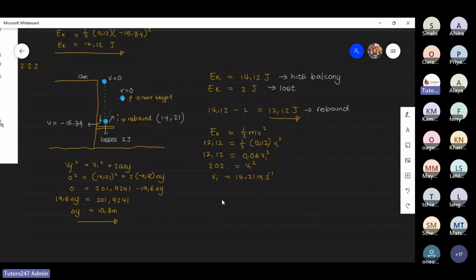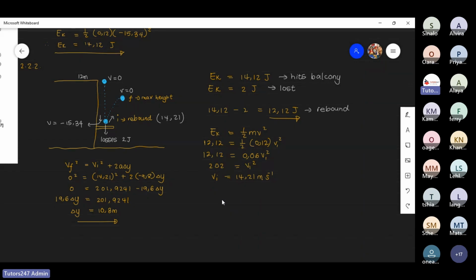Once we were able to calculate the velocity with which the object left the balcony, keep in mind that for this particular scenario, I've made leaving the balcony as my initial and maximum height as my final. That is completely up to you depending on the approach that you want to take. Remember, initial and final is flexible.